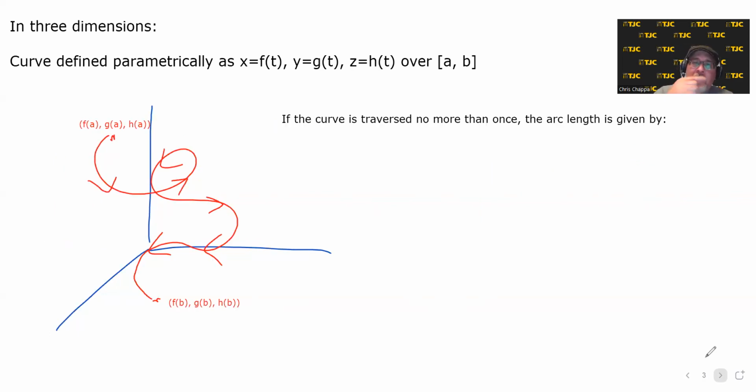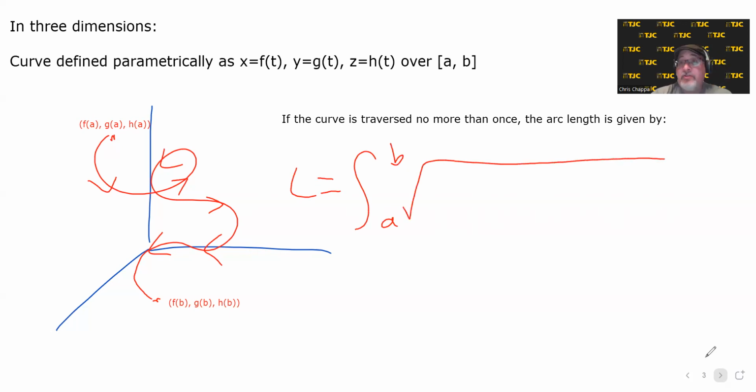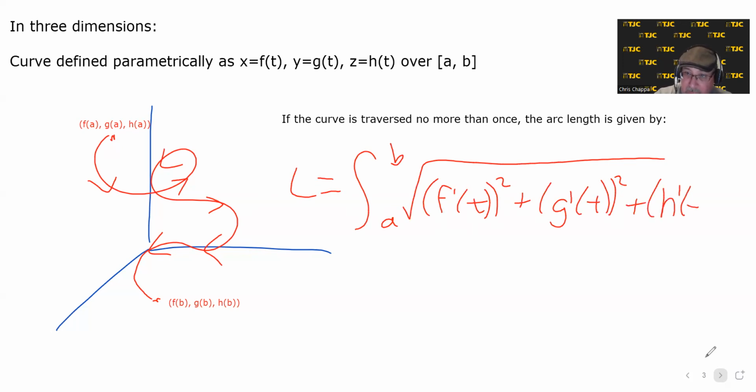Similarly, on the space curve, all we have to do is modify the integrand so that under the square root, we have 3 add-ins. The square of the derivative of the z component function. So it would be the integral from a to b of the square root of the derivative of f of t squared plus the derivative of g of t squared plus the derivative of h of t squared dt.